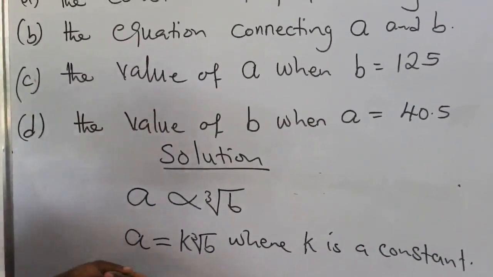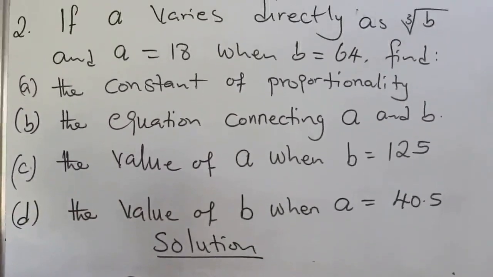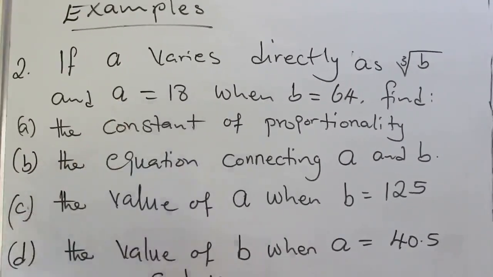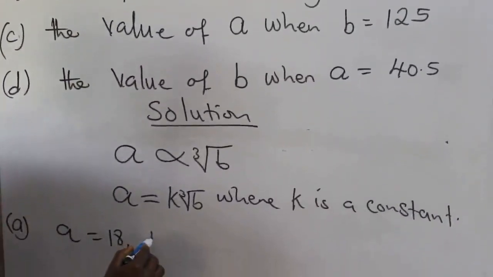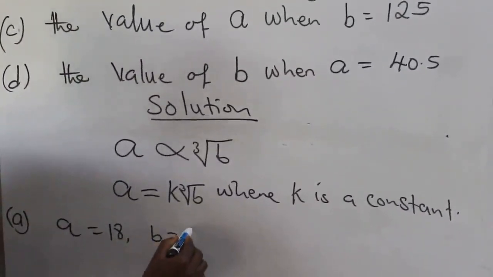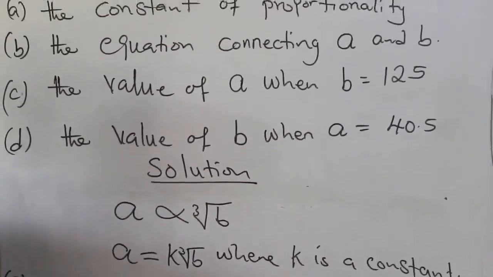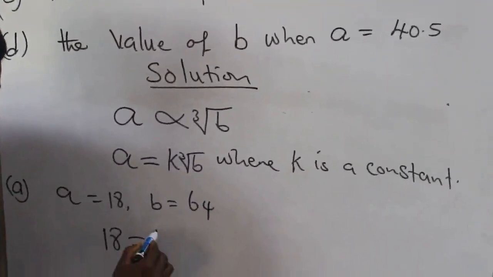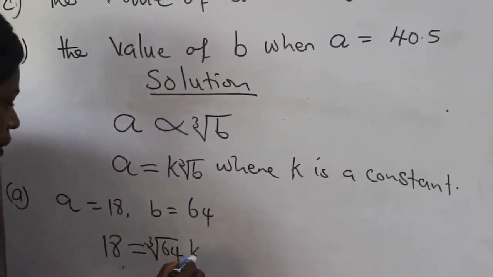Okay, we would like to find a constant K from equation A now. Want to find the constant K. Meanwhile, the value of A and B is given. So A is given to us as 18 and B is given to us as 64. So we substitute into this equation. So we have 18 equals to the cube root of 64K.